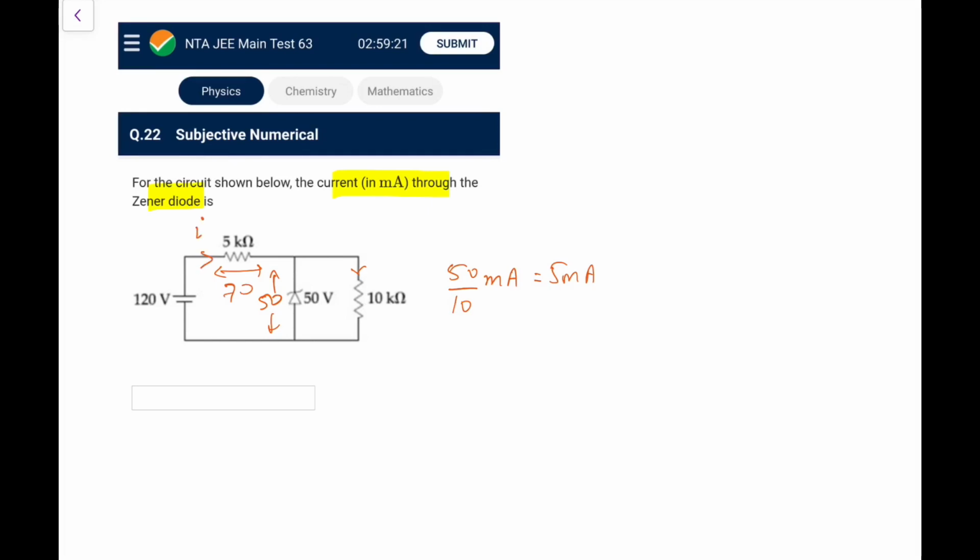So what is the current in it? Let's say it is I1, let's say it is I2, and let's say this is IZ. I should write I2, because 2 and Z look the same. So what is I1? I1 would be 70 upon 5, in milliampere, which comes out as 14 milliamperes. Out of 14, 5 goes here, so the remaining will be 9 milliamperes. So 9 would be the answer. The Zener diode will have a current of 9 milliamperes.